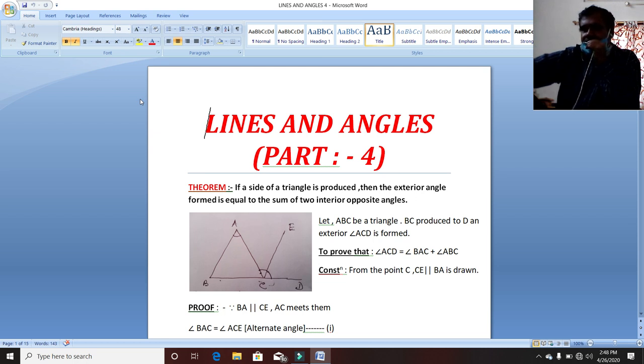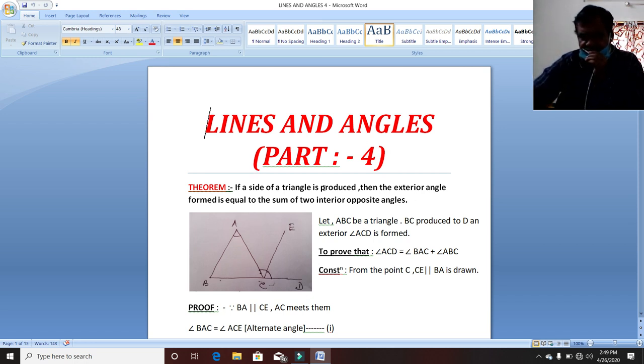Now, today I will discuss two theorems. One is: the sum of the three angles of a triangle is equal to 180 degrees. Another is: the exterior angle of a triangle is equal to the sum of its two remote interior angles. These two theorems first I will discuss, then I will do the exercise. First of all, I am doing this theorem.